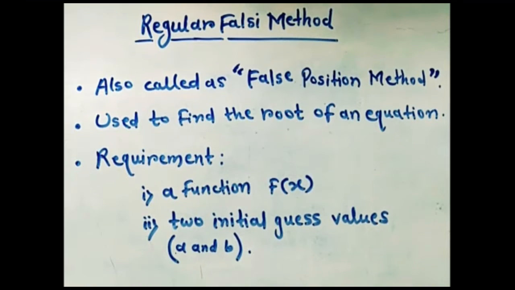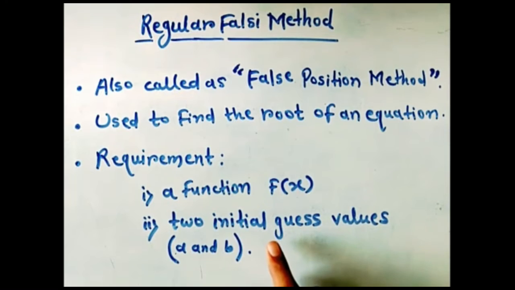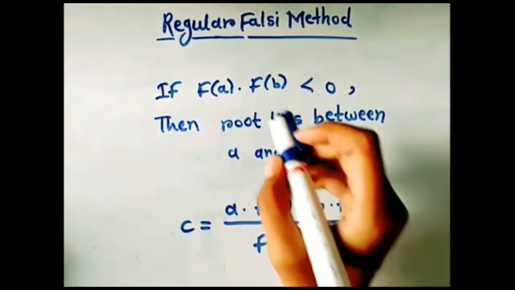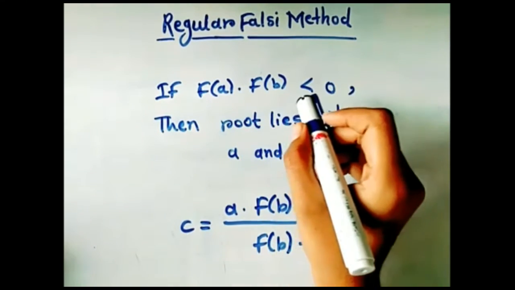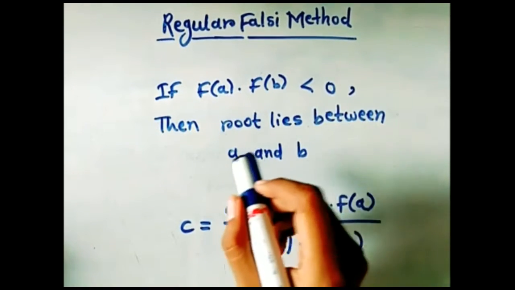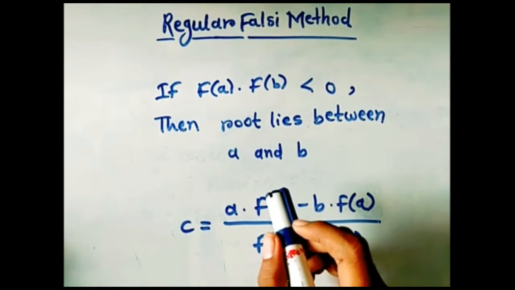This method requires function f of x and two initial guess values or two points a and b, for which f of x is positive for one of the values and f of x is negative for the other value. In this method also the same condition arises as in bisection method. If f of a into f of b is less than 0, then root of the given equation lies between the points a and b.